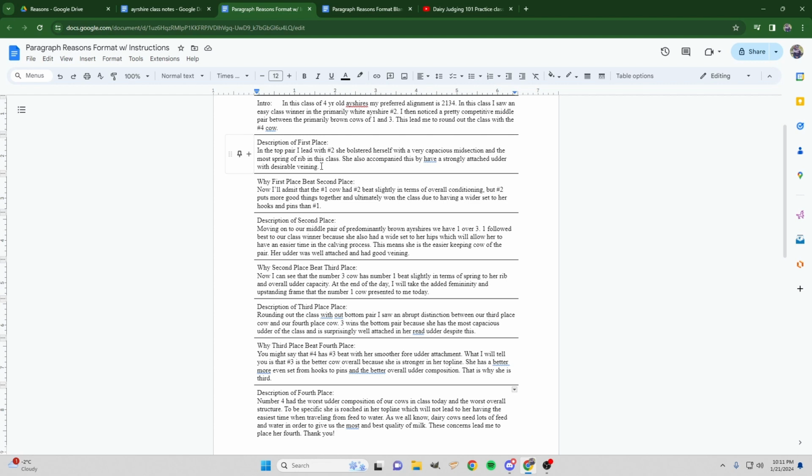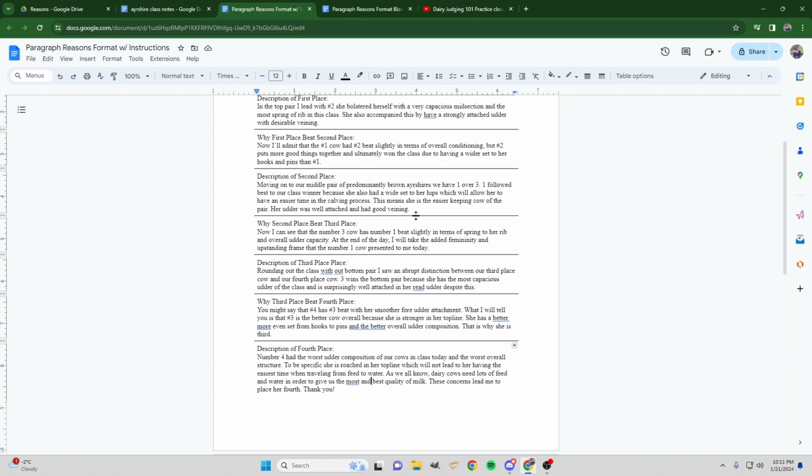Now I'll admit that the number 1 cow had the number 2 cow beat slightly in terms of overall conditioning, but number 2 puts the most good things together and ultimately won the class due to having a wider set to her hooks and pins than number 1. Moving on to our middle pair of predominantly brown Ayrshires, we have 1/3. 1 followed best to our class winner because she also had a wide set to her hips, which will allow her to have an easier time in the calving process. This means that she is the easier keeping cow of the pair. Her udder was well attached and had good veining.